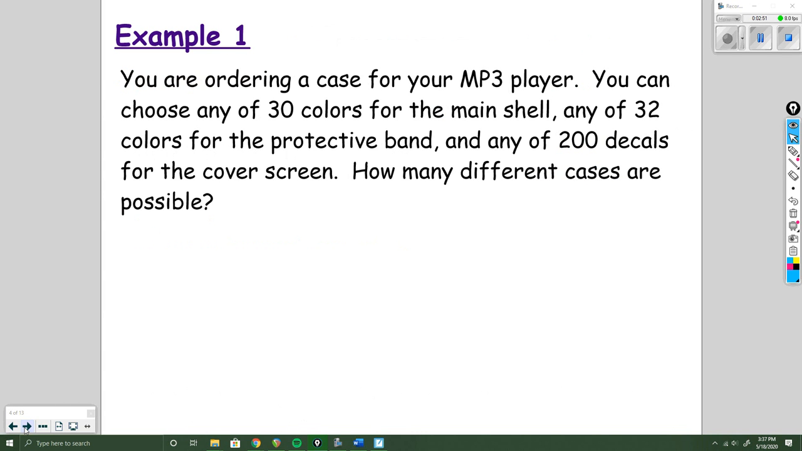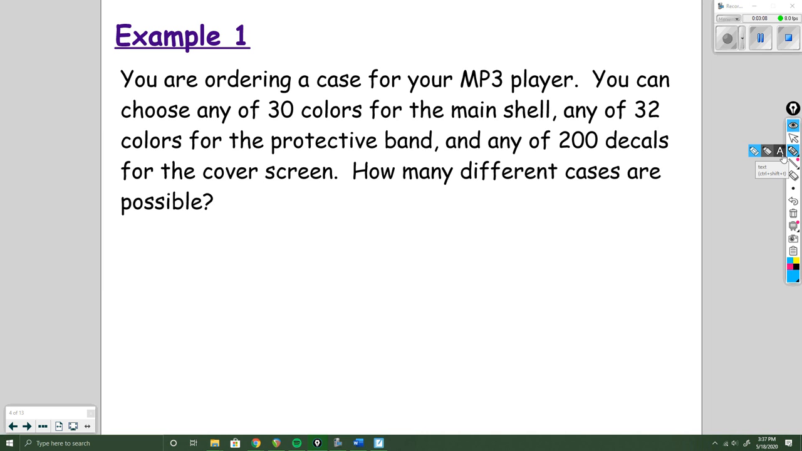So in example 1, let's say we're ordering a case for our MP3 player. You can choose any of 30 colors for the main shell, any of 32 colors for the protective band, and any of 200 decals for the cover screen. So how many different cases are possible?